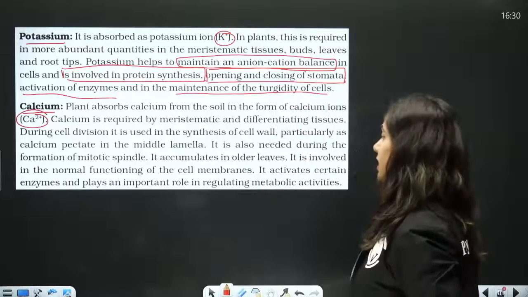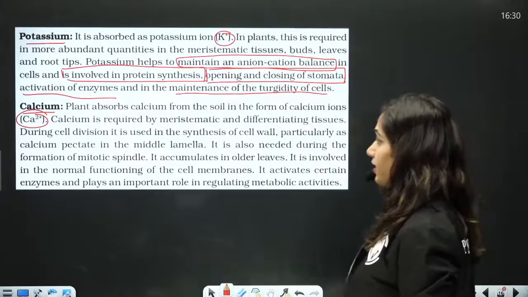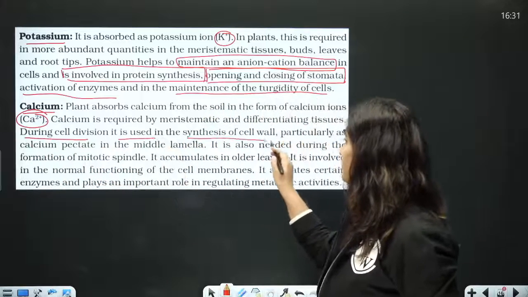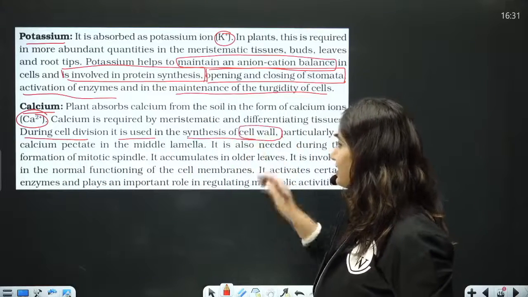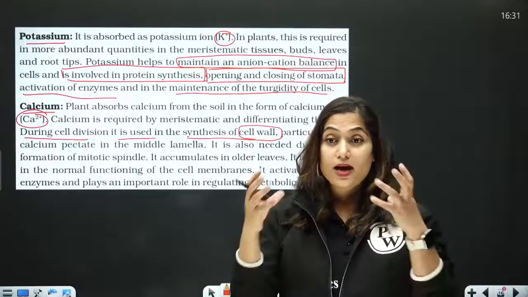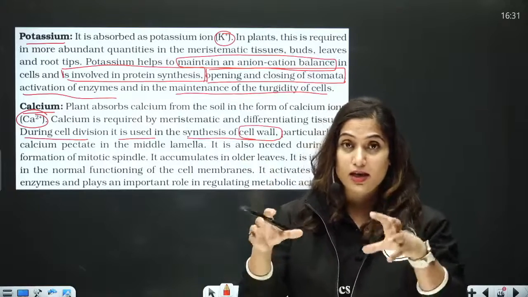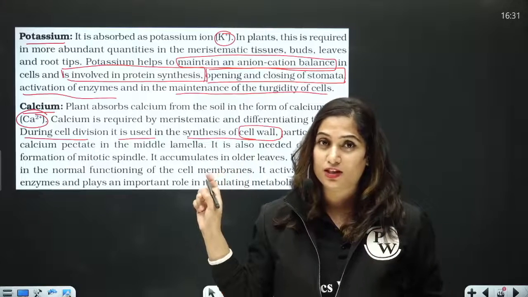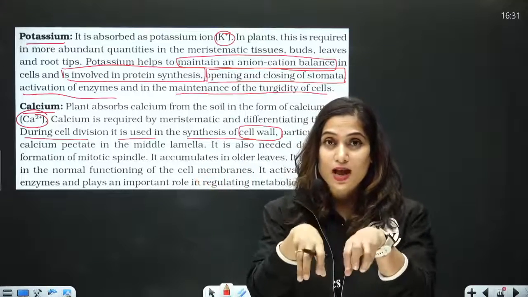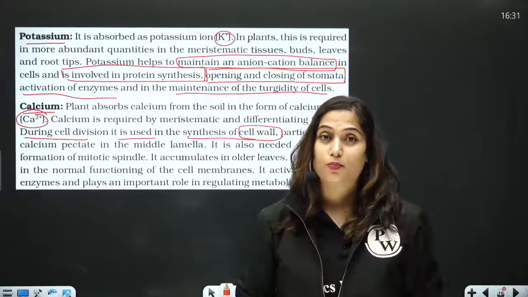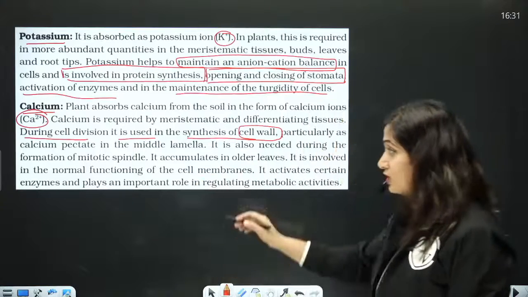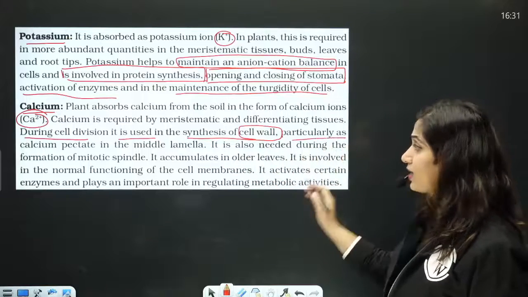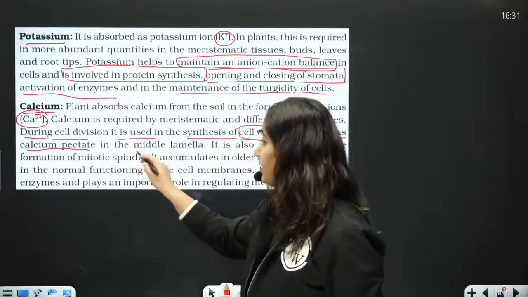Right? So let's see what NCERT has to say about it. During cell division, it is used in the synthesis of cell wall. Yes. When a plant cell divides and a new cell wall has to be formed around it, calcium is very helpful, because the two plant cells will be joined together with the help of middle lamella. So during cell division, it is used in the synthesis of cell wall, particularly as calcium pectate in the middle lamella.